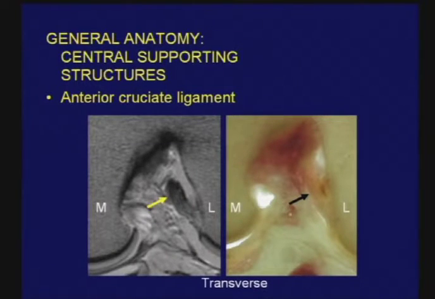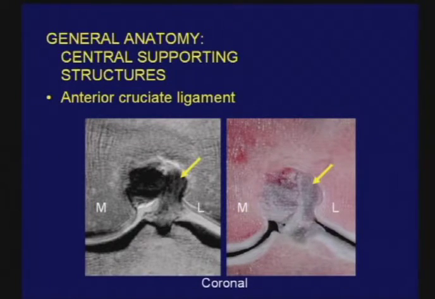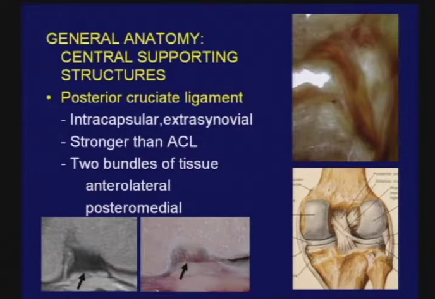We check the anterior cruciate ligament also on the other planes. Here we can see it, and this is a very important plane, the transverse plane, as it approaches the lateral femoral condyle. And in the coronal plane, we also want to check it to see if it looks normal.